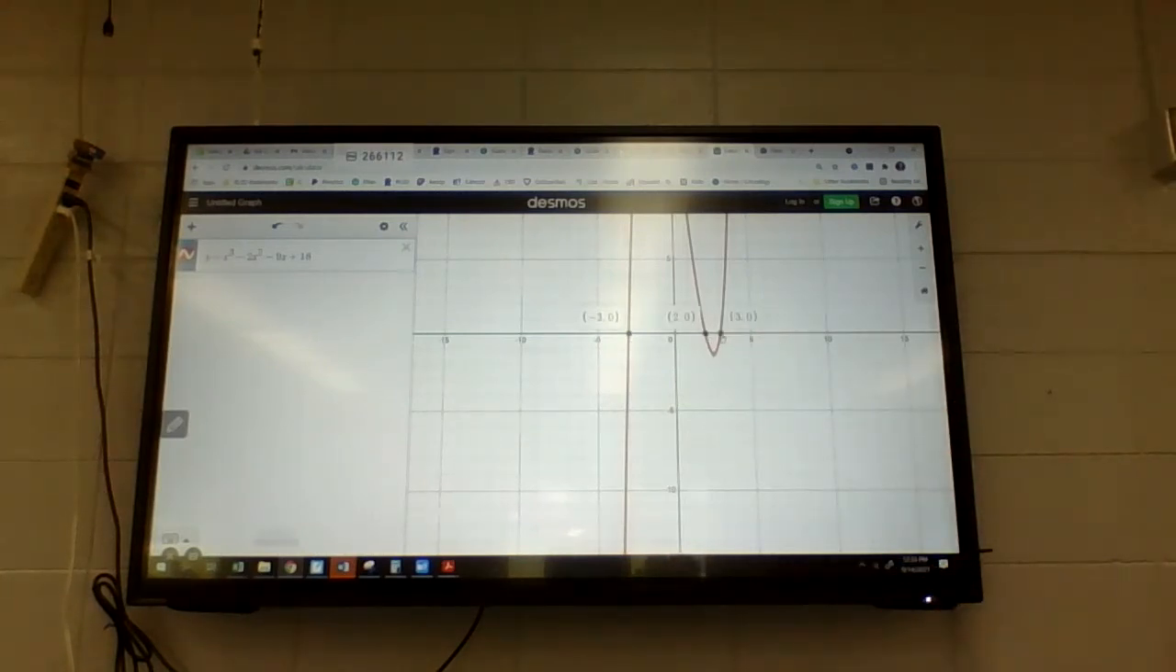So where the graph hits the x-axis are what we call the zeros of our function. So this would be -3, 2, and 3. I want to point out why those points are so important to us for our graph, but then also for the equation we did. This is kind of trying to make that connection between graphing and factoring.